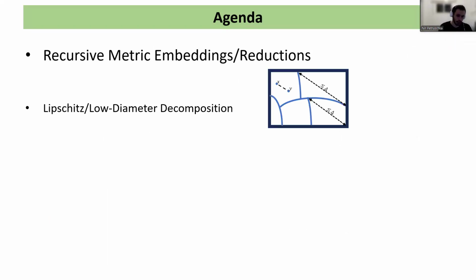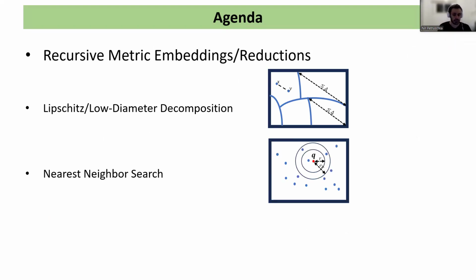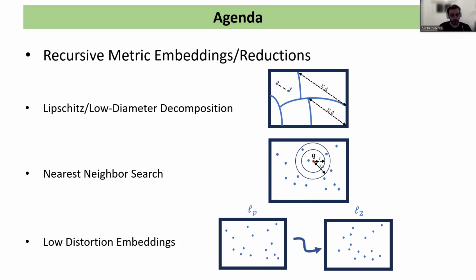The problems are the construction of Lipschitz decomposition, or a low diameter decomposition, nearest neighbor search, and the problem of constructing a low distortion embedding of finite point sets in LP into L2. I'm not going to discuss the construction of low distortion embeddings of finite point sets in LP into L2 in this talk. Also I want to note that for this problem, our results were actually improved by Naor and Kevin. For the other problems, I'm going to demonstrate our technique on the problem of constructing Lipschitz decomposition.